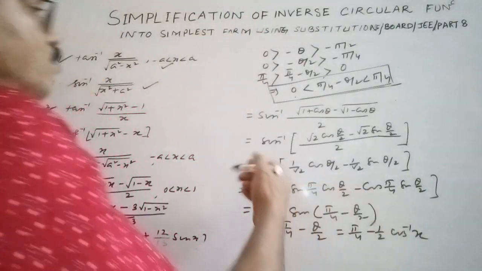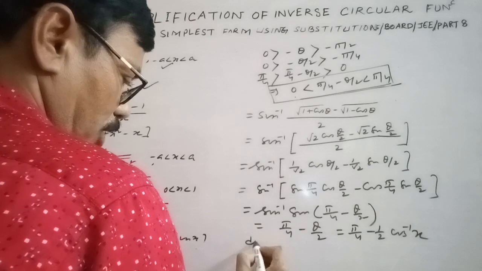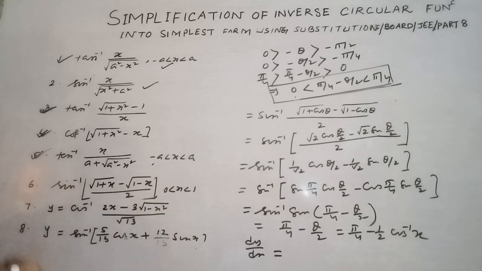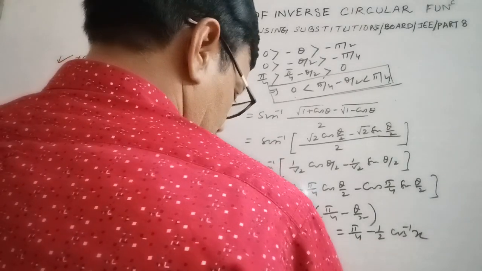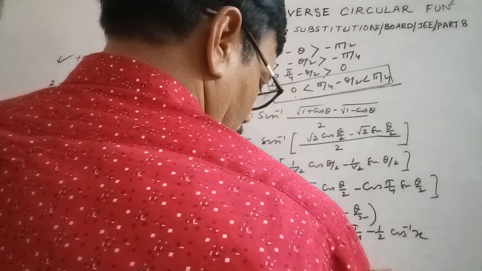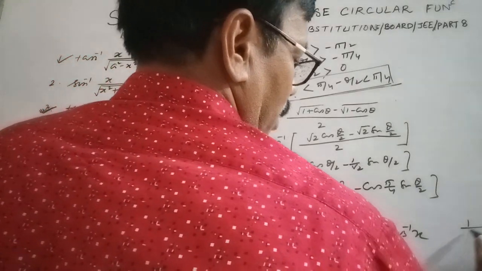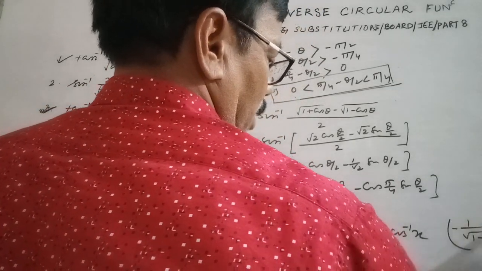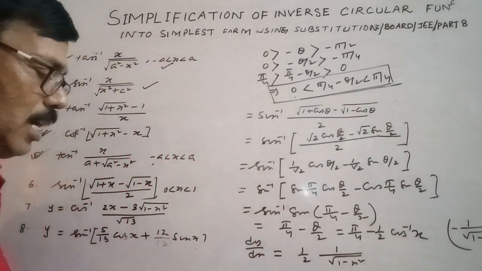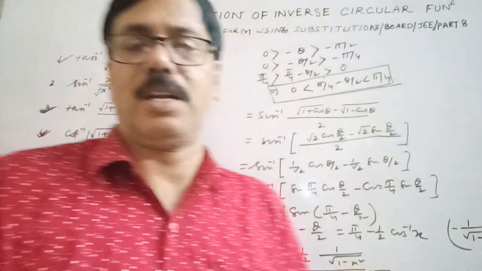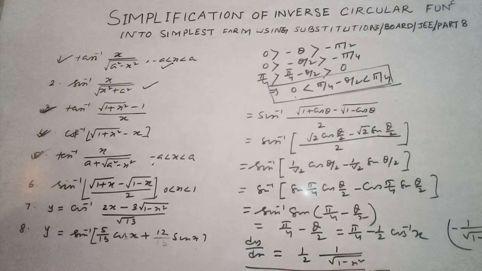Then you can perform the derivative also. So what is dy dx? Look, here the argument is not simple, this one is a big argument, but here the argument is x. So the half is unchanged, root over 1 minus x square, because the derivative of cos inverse x is minus 1 over root 1 minus x square. So the minus adds up. So dy dx equals 1 by root under 1 minus x square.